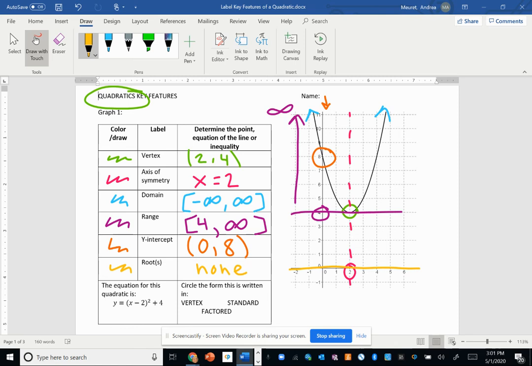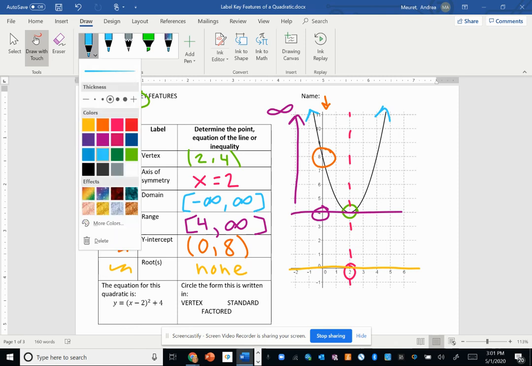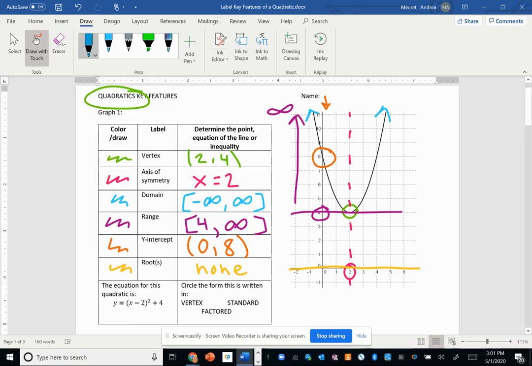The last thing to do for each of these is to look at the actual equation and determine what form it's in. So here's our equation down here, and using the video that Miss Eisencraft made and the notes about vertex form, standard form, and factored form, I know this is in vertex form. And I am now done with number 1. So you can complete number 1 and then also finish the rest of those graphs.